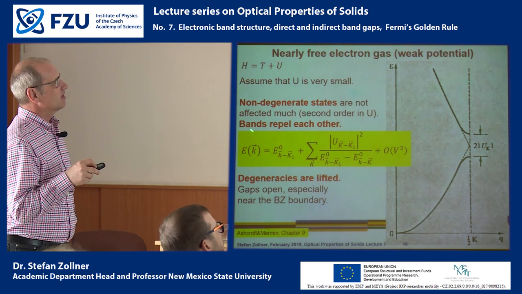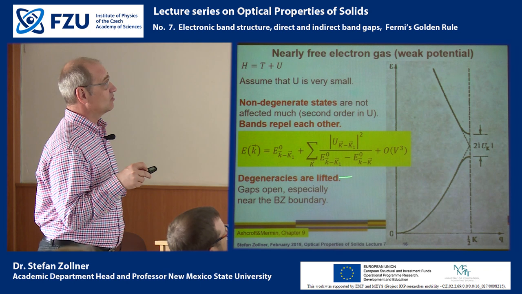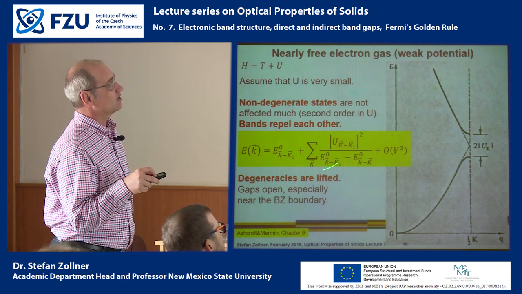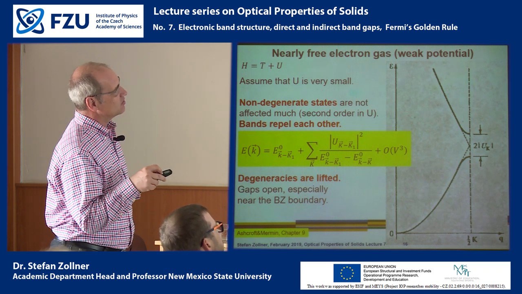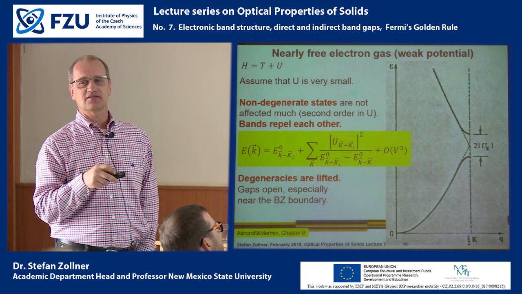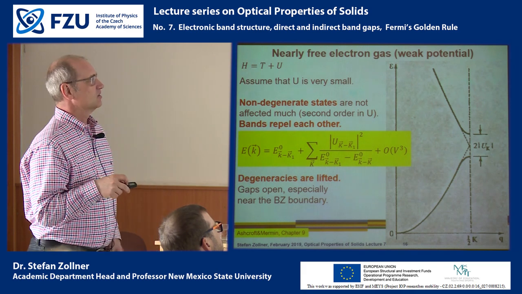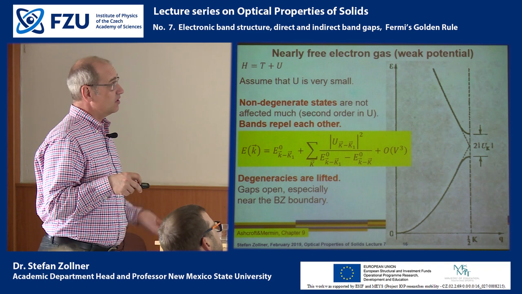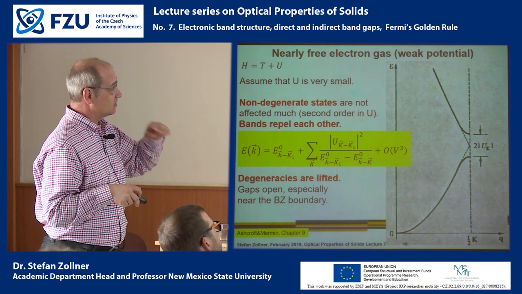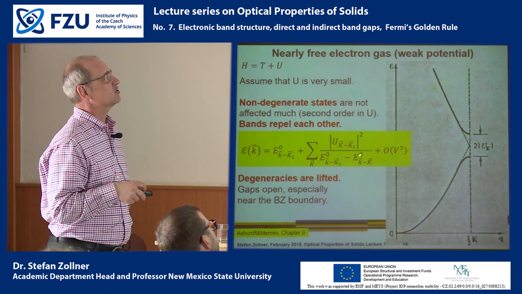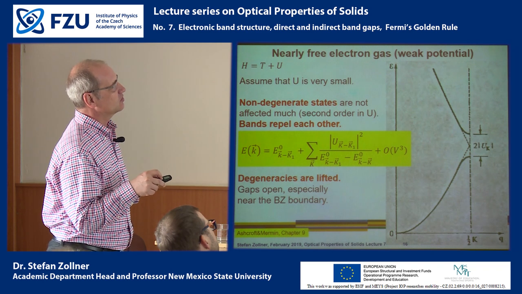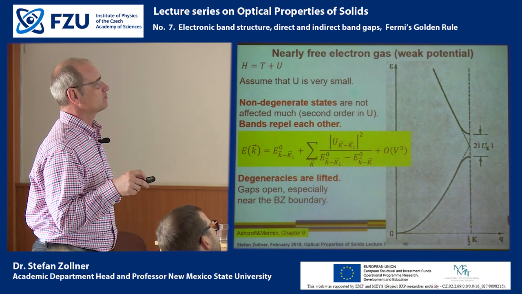So the way the signs of different bands in the sum are described is that we say the bands repel each other. The bands below it push us up. The bands above us push us down. So there's this repulsion of bands, and that's why it's important to look at the energy denominator.